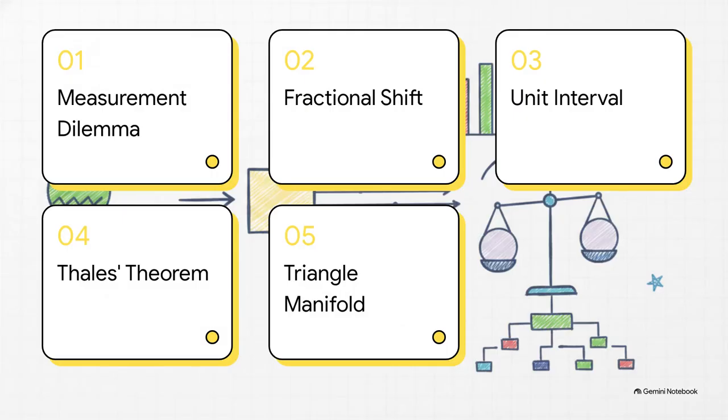Okay, let's dive into this. Here is our roadmap for today. First, the measurement dilemma. Second, the fractional shift solution. Third, bounded in the unit interval. Fourth, enter Thales' theorem. And finally, the continuous triangle manifold.